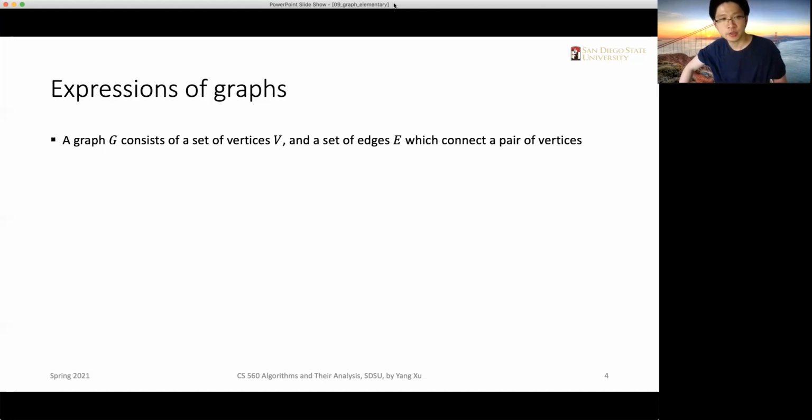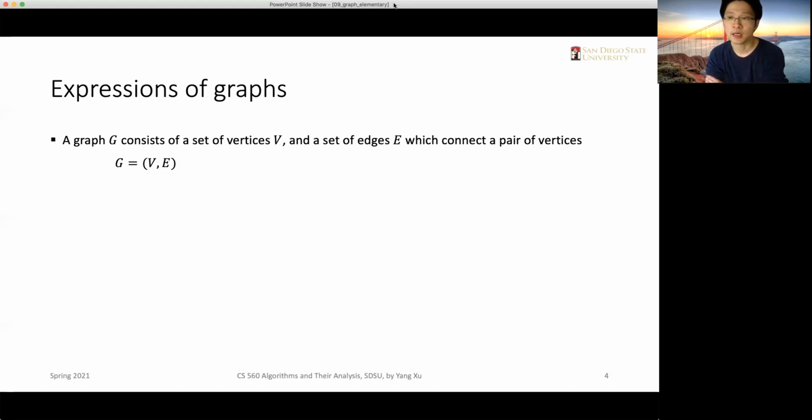We use G to represent a graph that consists of a set of vertices. So this capital V is the set of vertices, okay? And also the third capital letter E, which is the set of edges. These are very straightforward definitions, right? So an edge is the one that connects a pair of vertices. An edge is like a line that has two ends, and at each end there is a vertex. So that is a very straightforward concept.